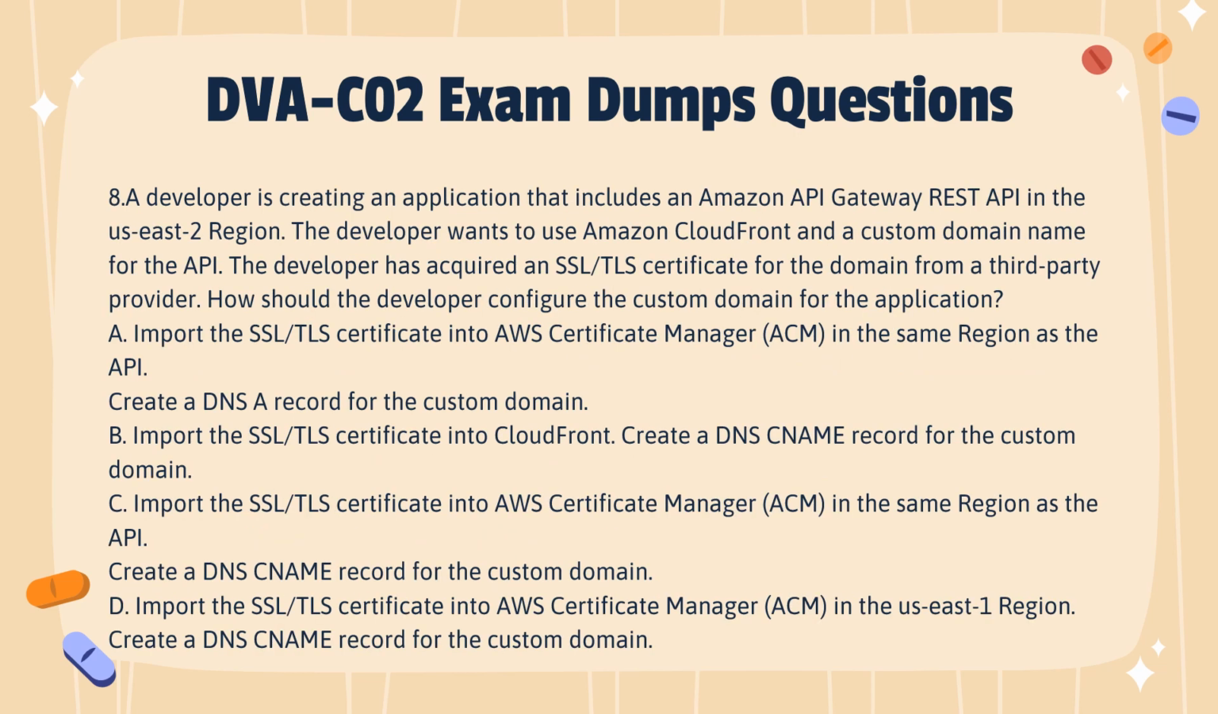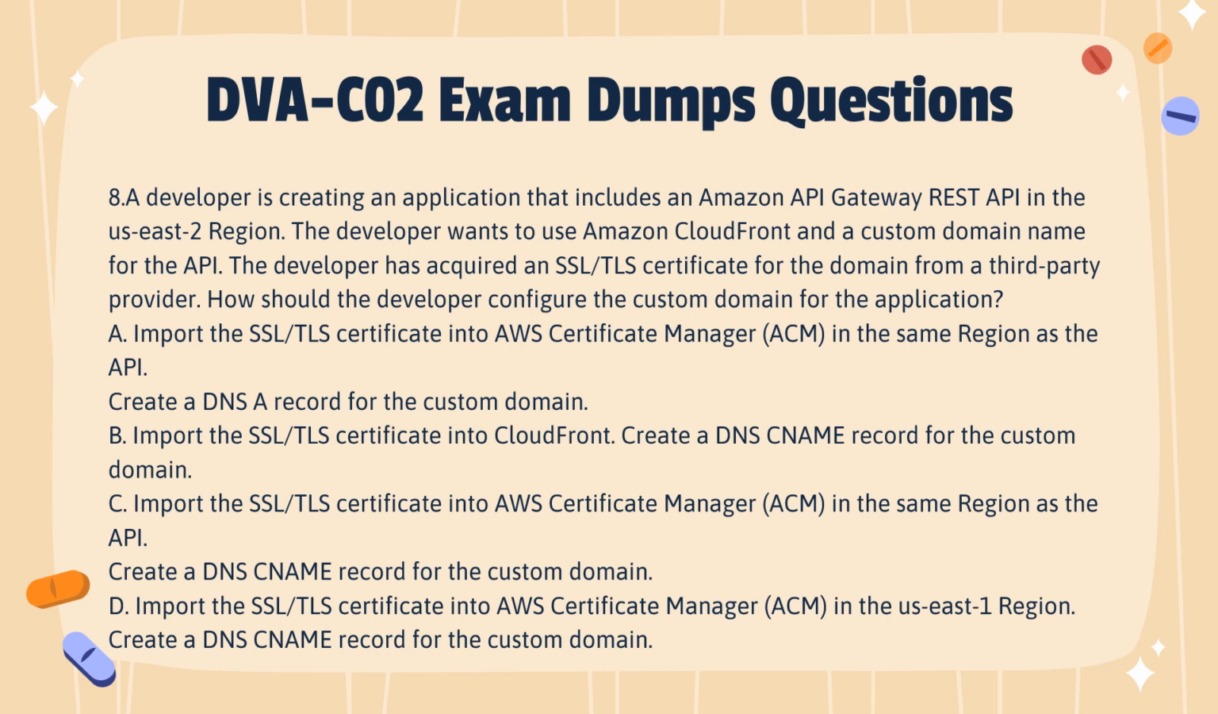8. A developer is creating an application that includes an Amazon API Gateway REST API in the us-east-2 region. The developer wants to use Amazon CloudFront and a custom domain name for the API. The developer has acquired an SSL/TLS certificate for the domain from a third-party provider. How should the developer configure the custom domain for the application?